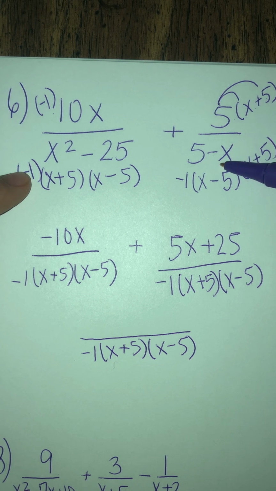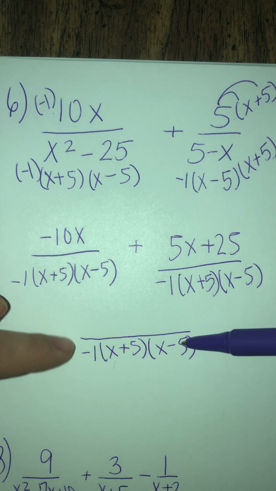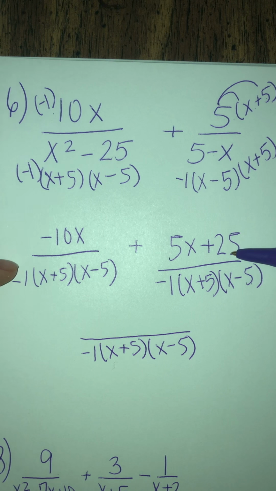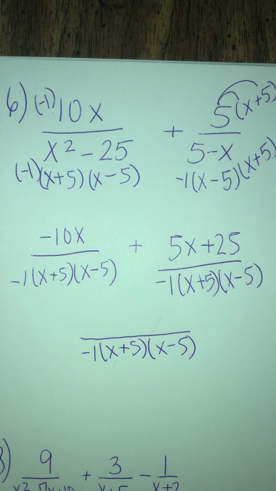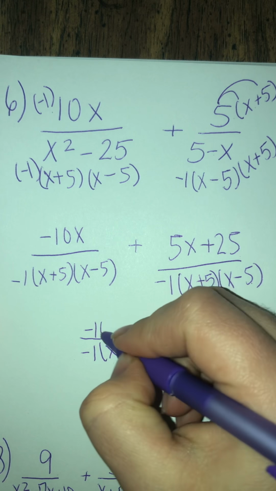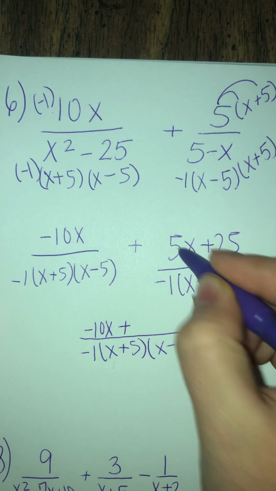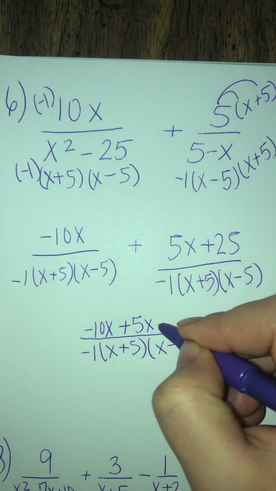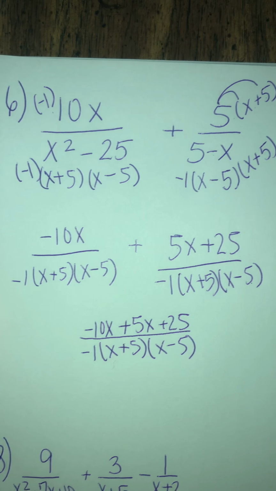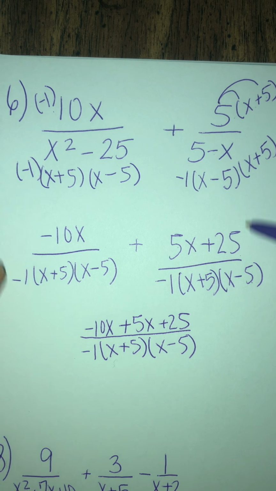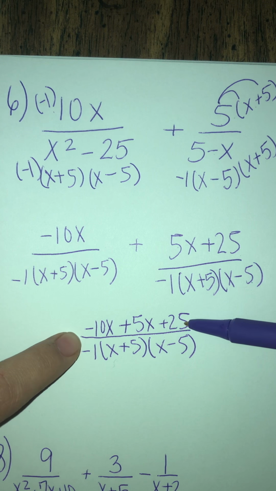Mr. Parada usually skips this in-between step and jumps right to here. If you're a person who likes to organize yourself a little bit better and break up that step first, it's up to you. We're going to take -10x plus 5x plus 25. Once you have simplified your tops, you are looking for anything that can be combined.